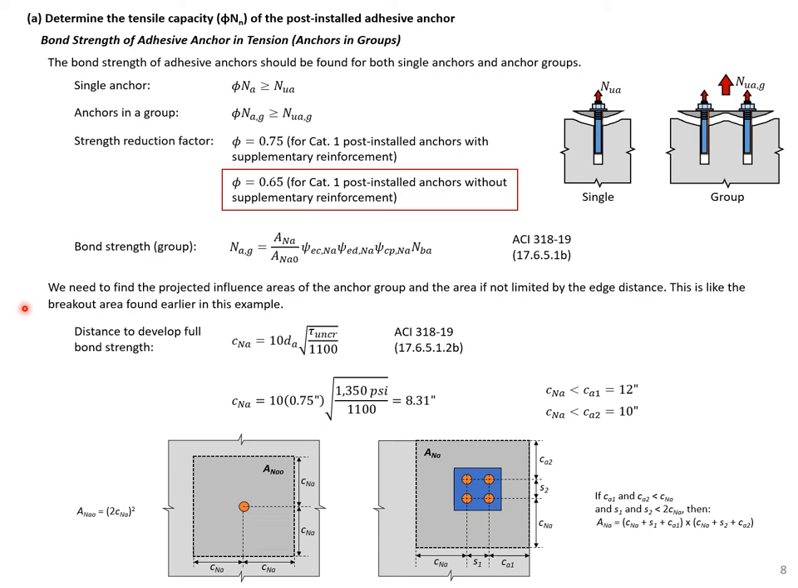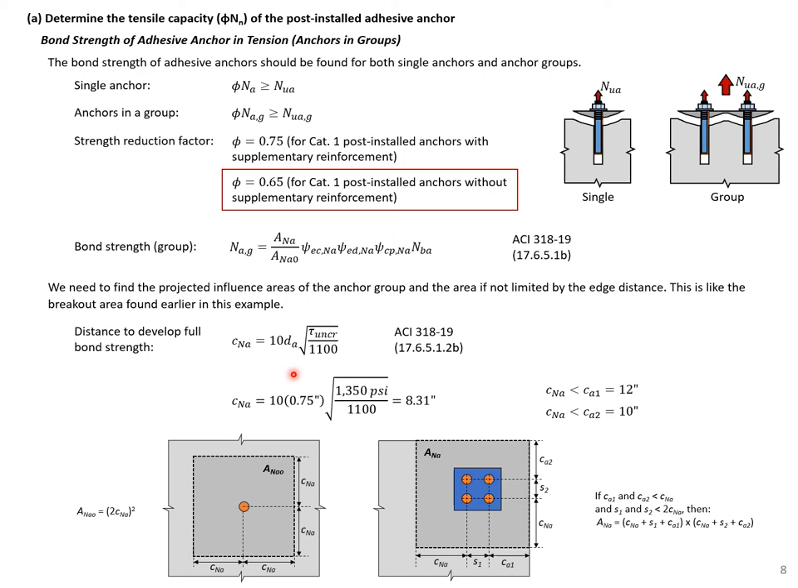And to do that, we'll need to first find the distance to develop the full bond strength, which is C sub NA in ACI 318. So we have an equation to calculate that distance shown here, which is dependent on the shear strength of the adhesive being used, in combination with the adhesive anchor and the diameter of our anchor.